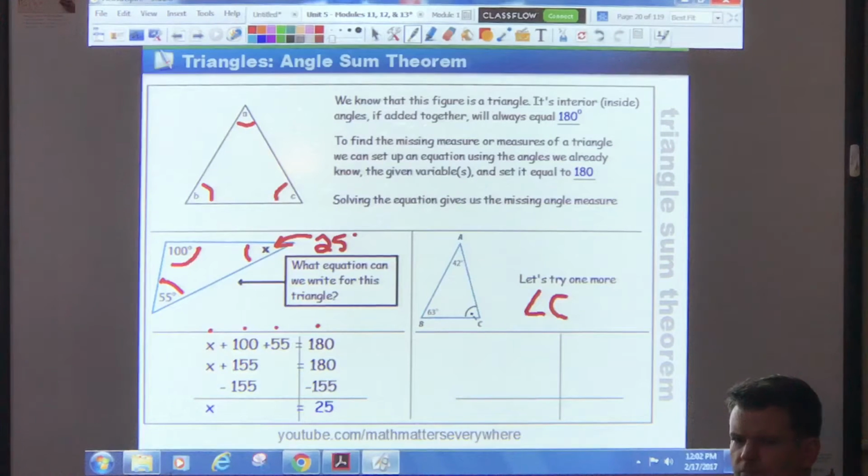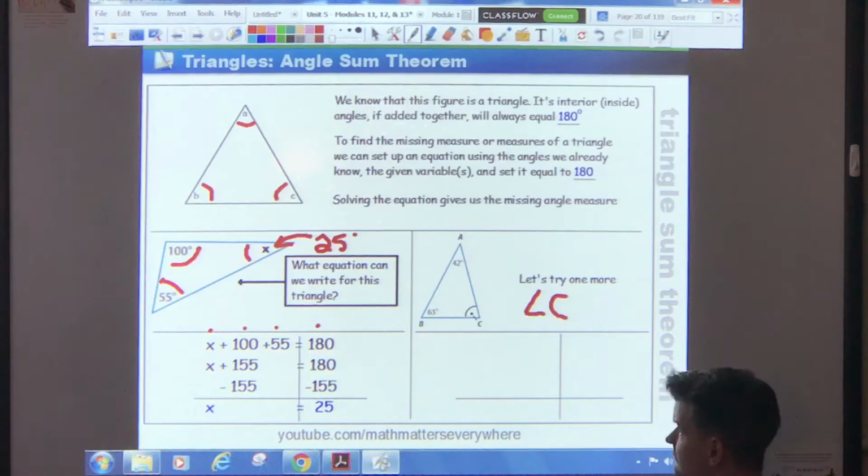Let's go to Mr. Dean. Mr. Dean, what equation can you write for this triangle? C. C or X or any variable, yeah, it's fine. Plus A, right? Well, what is the measure of A? 42 degrees. So a variable plus 42 plus 63 equals? Every triangle has to equal how much? 180. Boom! There it is.